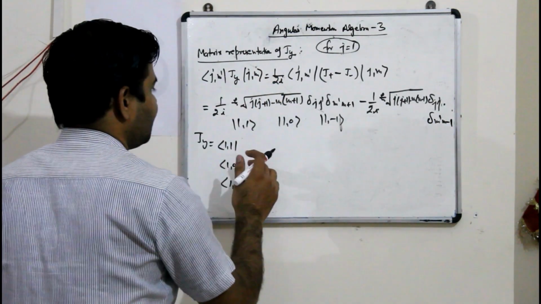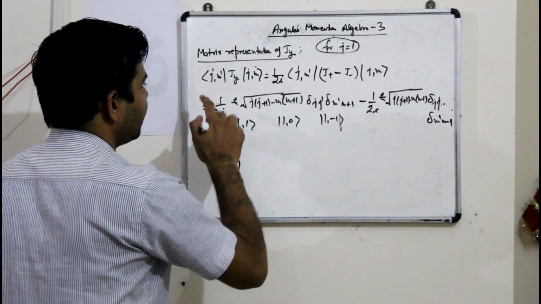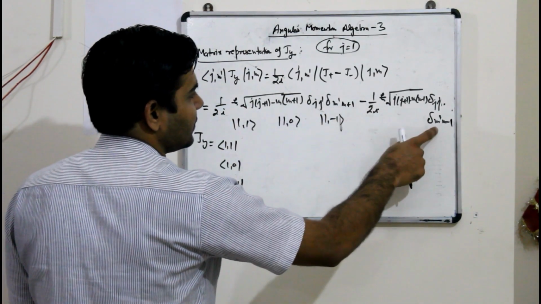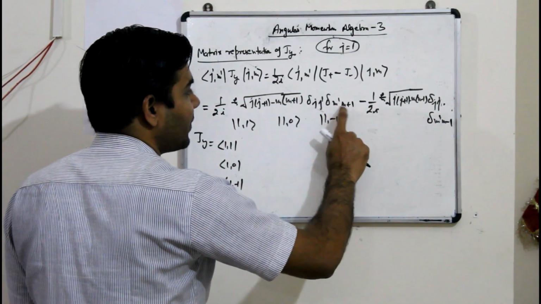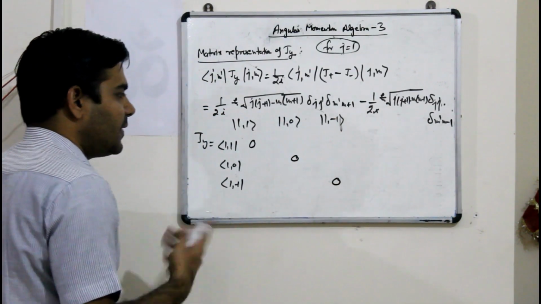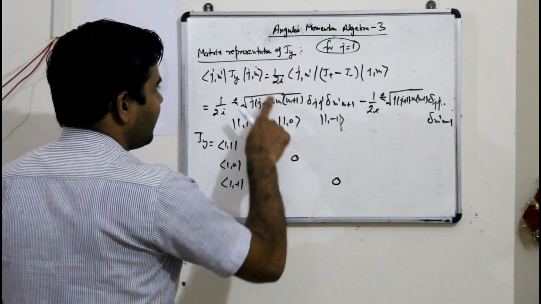Let's see. Again, the diagonal terms would be 0, because for diagonal terms both jj prime and mm prime are the same, and these two Kronecker deltas are m prime m plus 1 and m prime m minus 1. So the diagonal terms would be 0. Off-diagonal terms we will see.